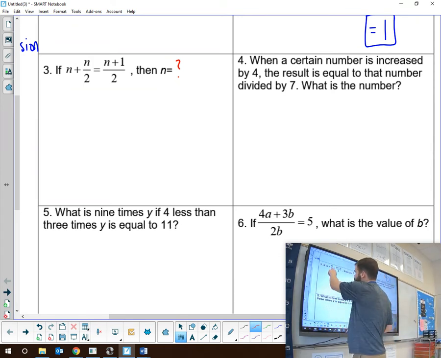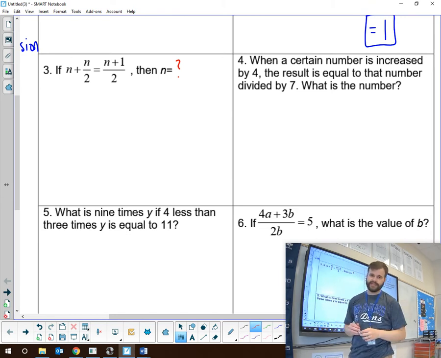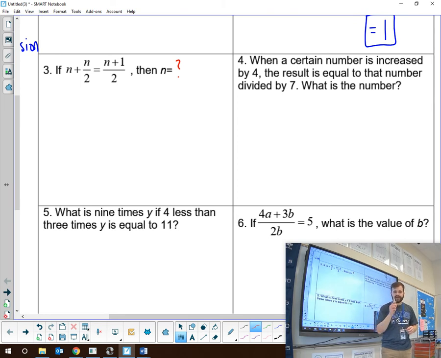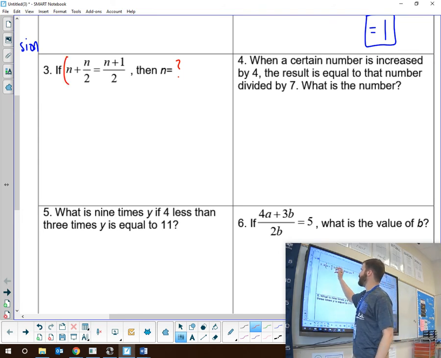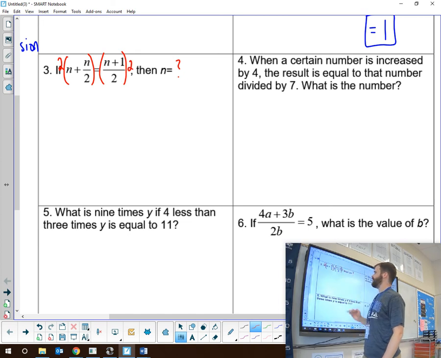Now, this equation has fractions in it. How do we clear out fractions? We learned about it yesterday. To clear out a fraction, we need to multiply everything by the denominator. Well, it just so happens these two have the same denominator. So I can just multiply everything by that denominator, that bottom of a fraction, which is 2. So I can just go in here and I can multiply everything on this side by 2, and I can multiply everything on this side by 2. Okay? So let's do that.